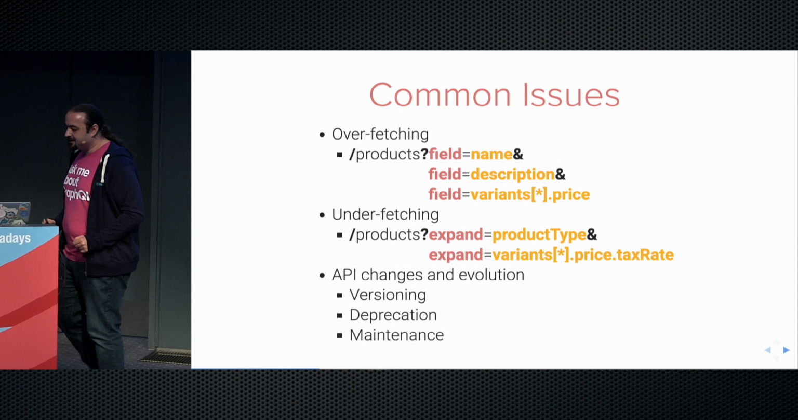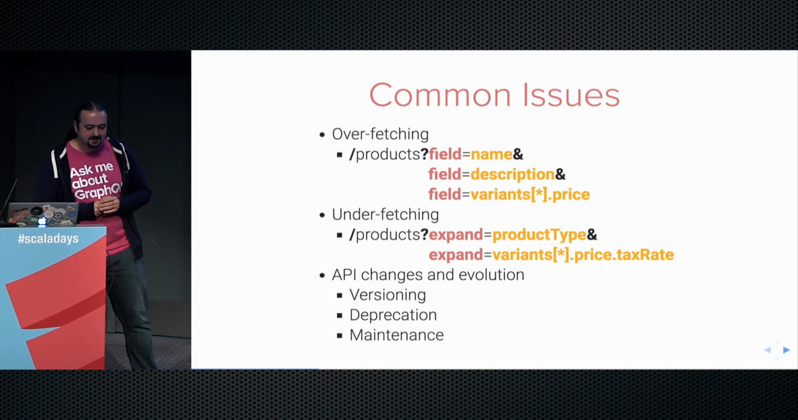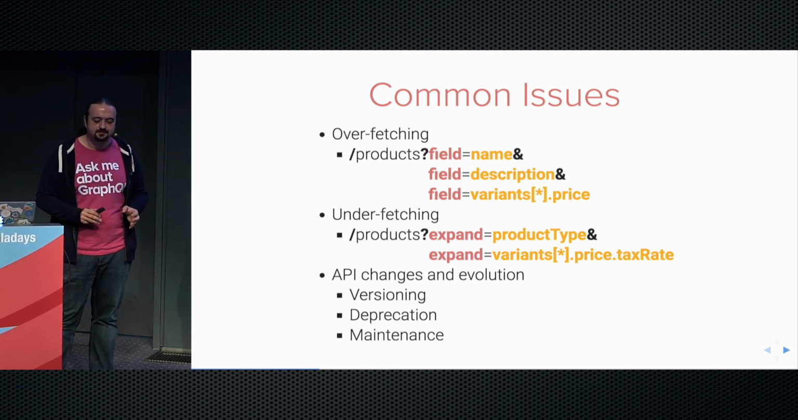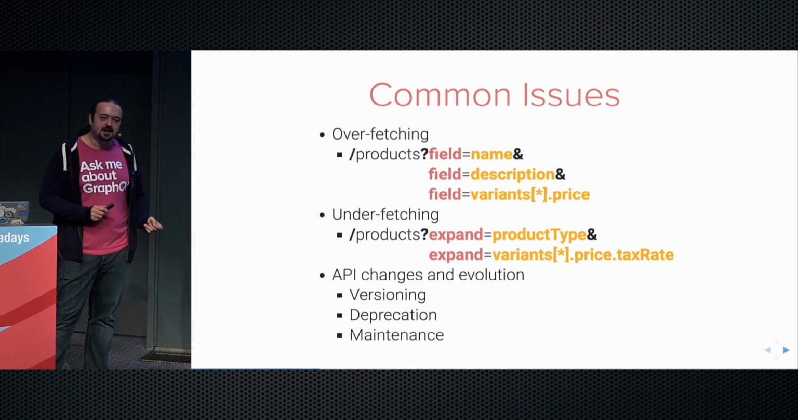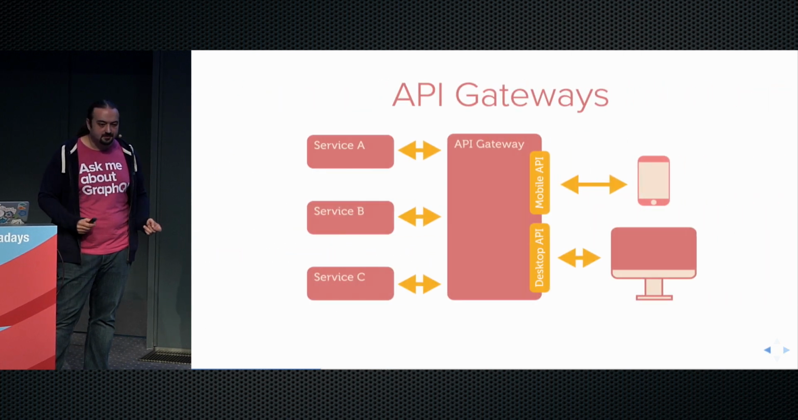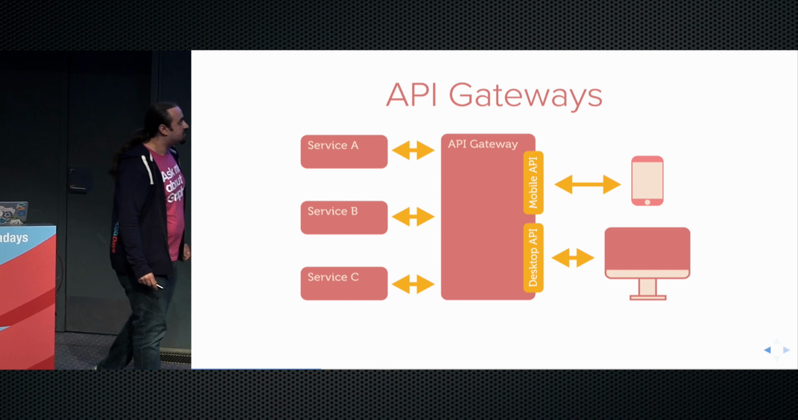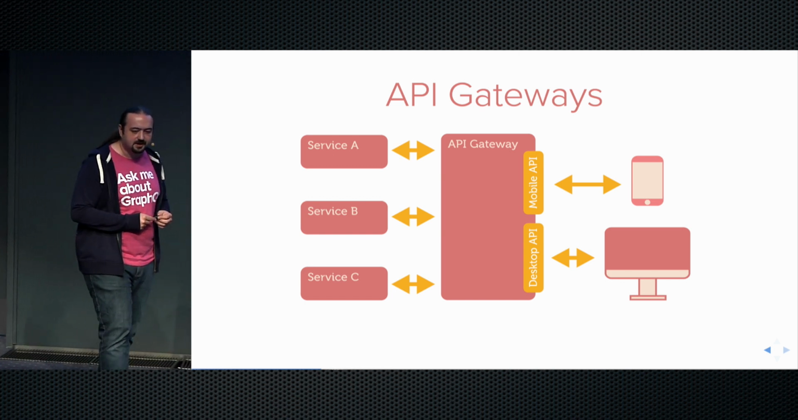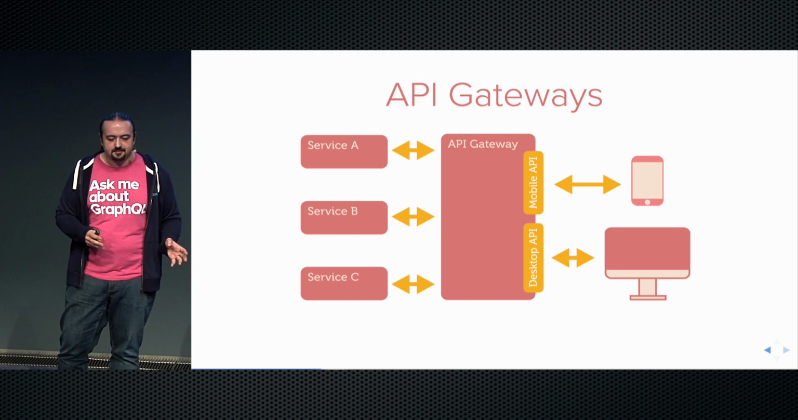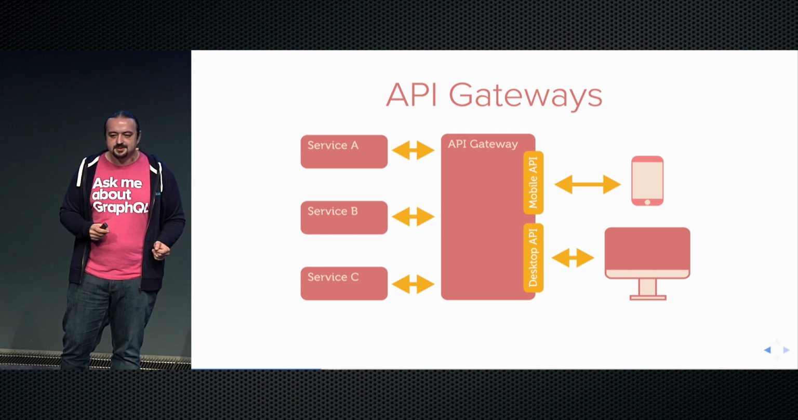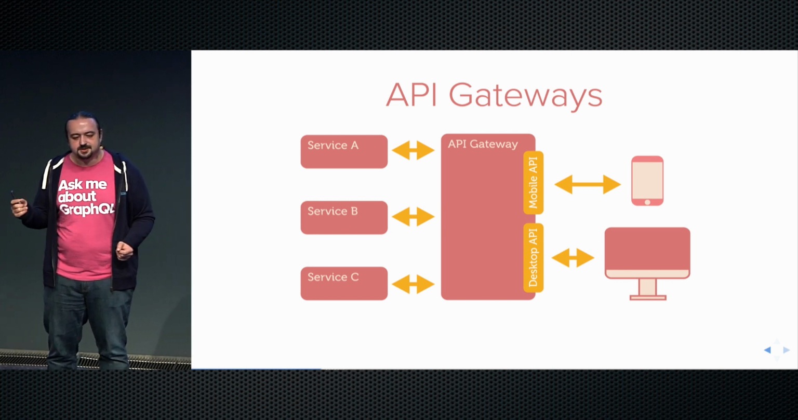Well, it turns out that people realized that maybe it's not so perfect, and that different clients actually need different types of data, and maybe even different APIs. So what people came up with is the idea of an API gateway, where for different types of clients, people build different APIs, custom built.